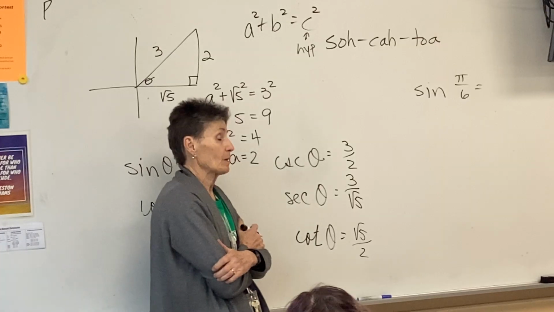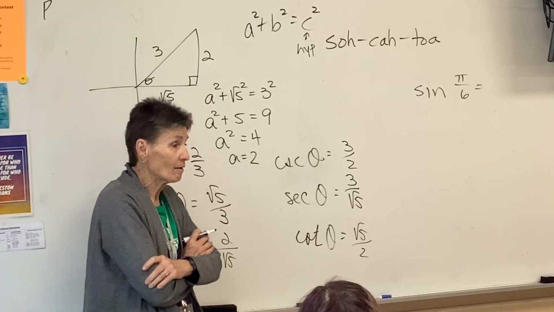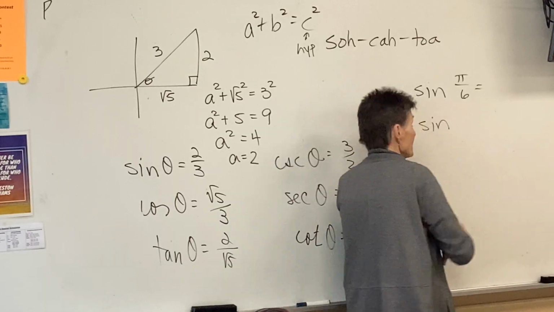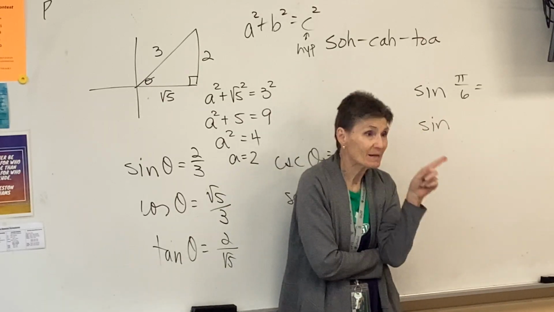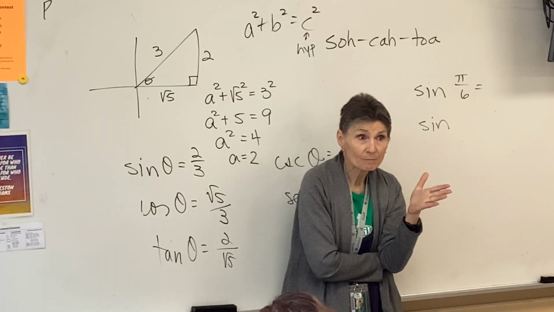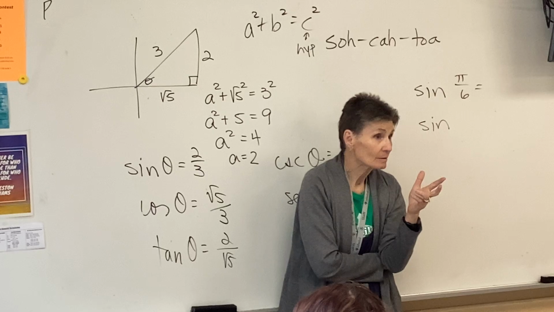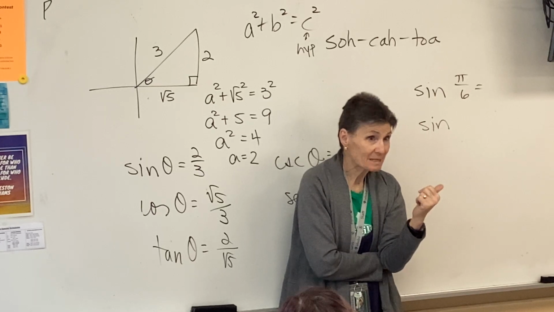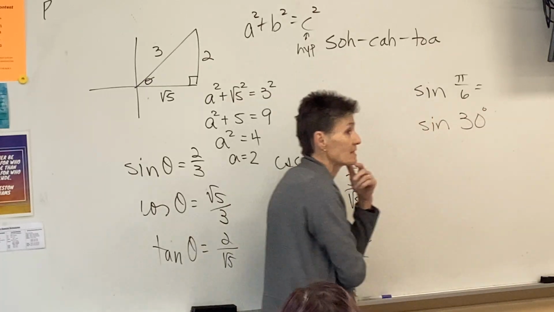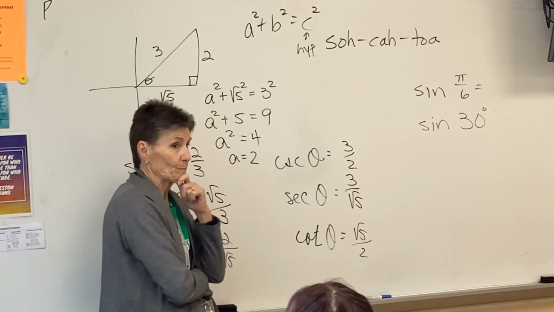Part 3, evaluate without a calculator the sine of pi over 6. Now, the first thing I want you to do is tell me, what is pi over 6? Think about yesterday. Pi over 6, 180 over 6, which is 30. 18 divided by 6 is 3, so 30. So this is 30 degrees. You are going to find the sine of 30 degrees without a calculator, okay?